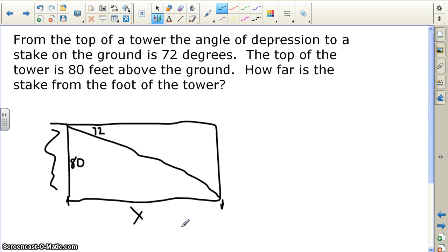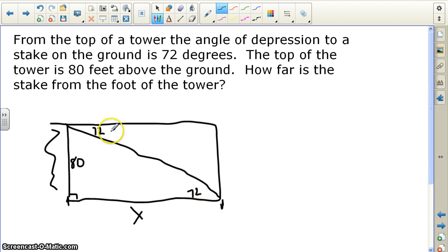Okay, so we've got some values, but we've got an angle on this right triangle up here, and we've got two sides on this triangle right here. Well, part of why I want you to draw a rectangle is because if this angle is 72, that means that angle is also 72 degrees. This angle would actually be the angle of elevation from the stake.